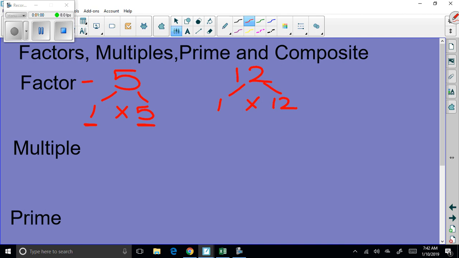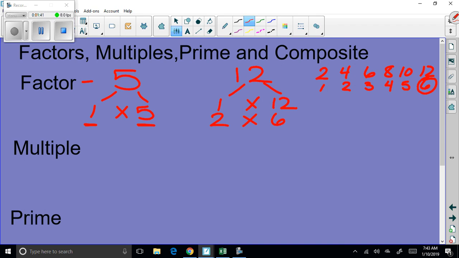Because this is an even number, I know that 2 is going to be a factor of this number. So I have 2. In order to figure out what I can multiply by 2 to get 12, I can count by 2 until I get to 12. So let's try it. 2, 4, 6, 8, 10, 12. And then you count how many times you had to count by 2. So that's 1, 2, 3, 4, 5, 6. 6 times I had to count by 2 to get to 12. So I know that 2 times 6 equals 12.